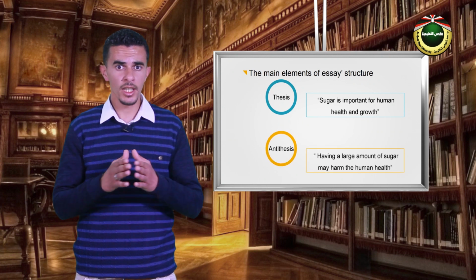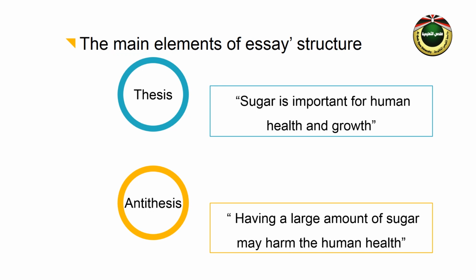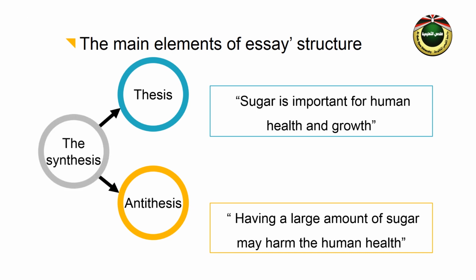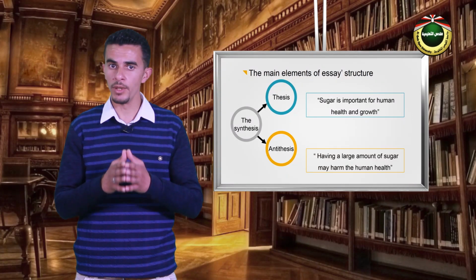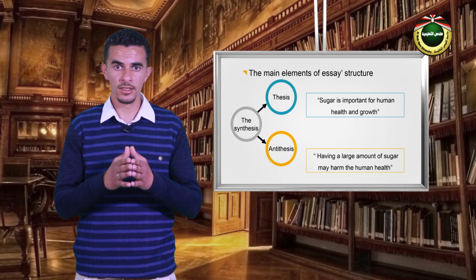The second element is antithesis, in which you remind the reader of something somehow opposing your thesis. For example, having a large amount of sugar may harm human health. The synthesis, the last of the three elements, is where you resolve the conflict between the thesis and the antithesis.